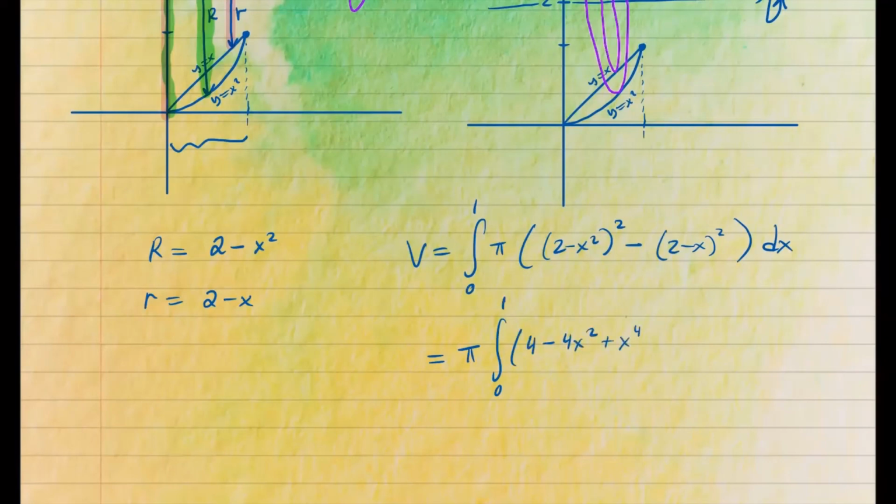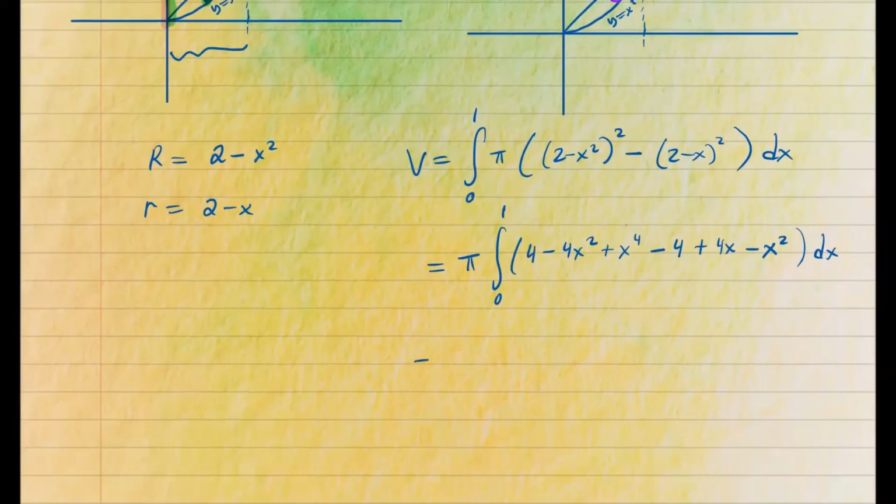And then when you expand the second part of it and distribute the negative, you'll have minus 4 plus 4x minus x squared dx. Hopefully I did the expansion correctly. And now combining like terms and integrating, we get the following from 0 to 1. 4 and 4, we can cancel them out. Negative 4x squared minus x squared, that's negative 5x squared. We have x to the fourth and plus 4x. So these are the terms that survive.